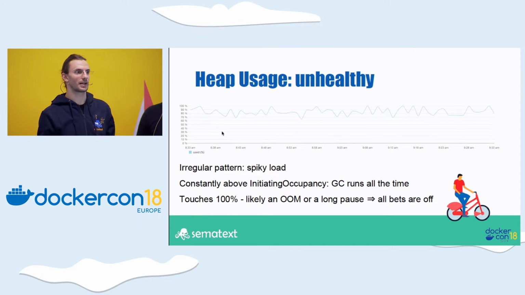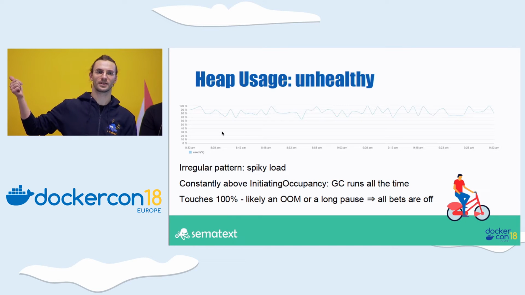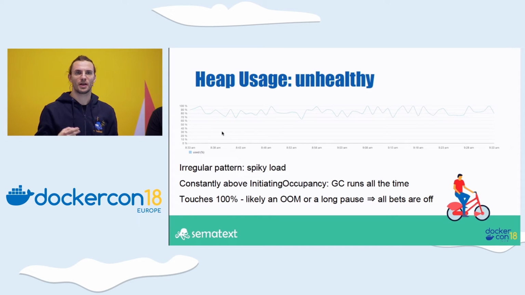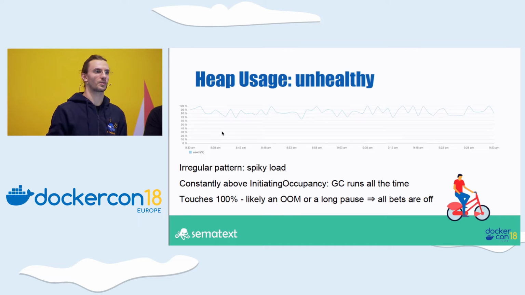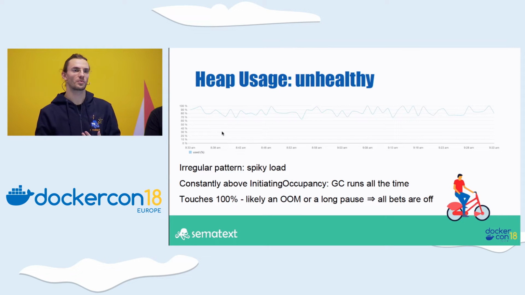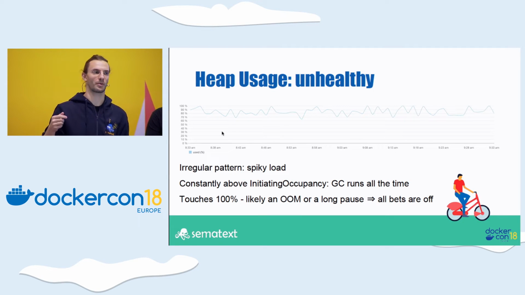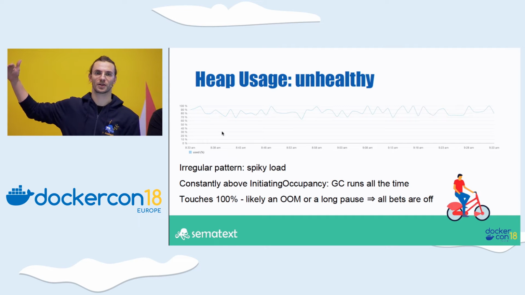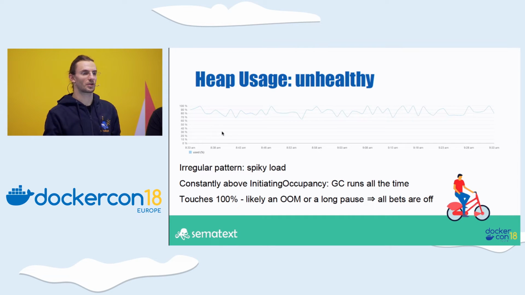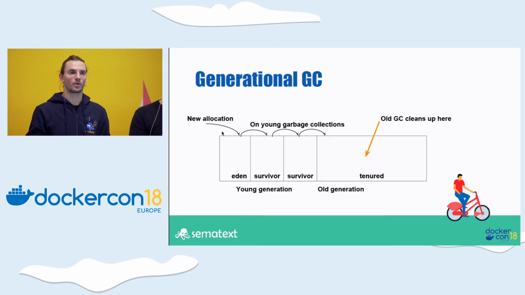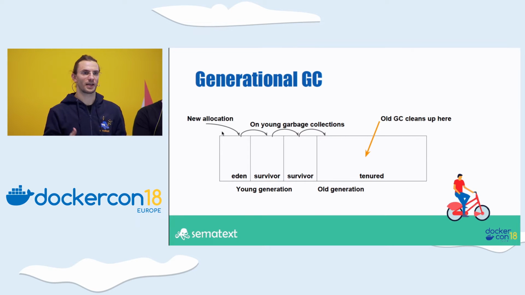But of course, you need that headroom because if you don't have enough headroom, the pattern will probably look more like this, which has problems both for performance and for stability. So performance, because the old generation GC will pretty much run all the time if it's always above the threshold. And then stability, because if it does hit 100%, it usually means you run out of memory, at which point all bets are off.